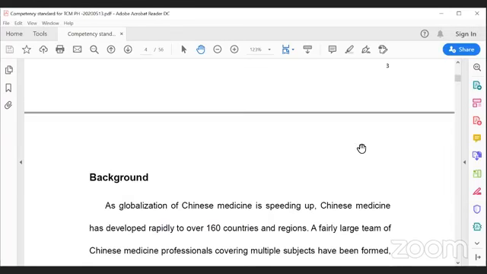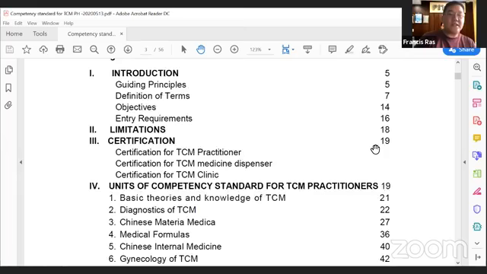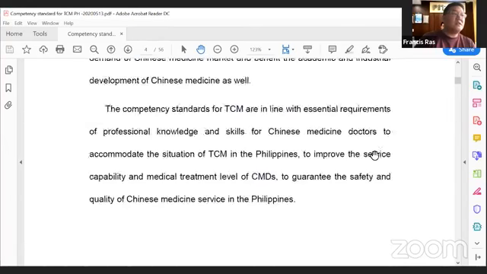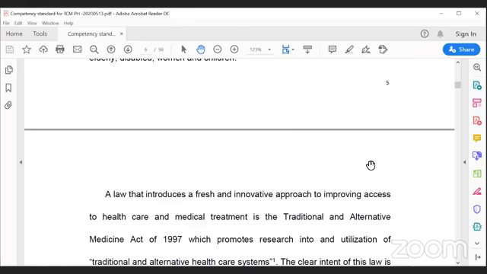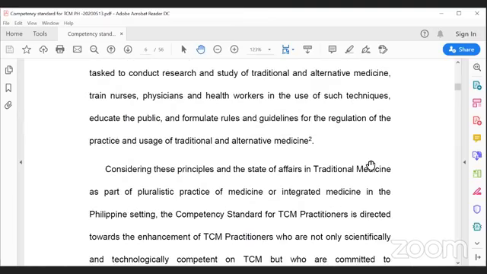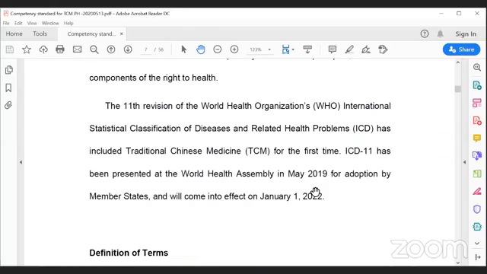May I suggest referring to it as Chinese materia medica? You're suggesting to delete the definition of Chinese medicine, or replace it with Chinese materia medica? Replace the term Chinese medicine with Chinese materia medica. Okay.